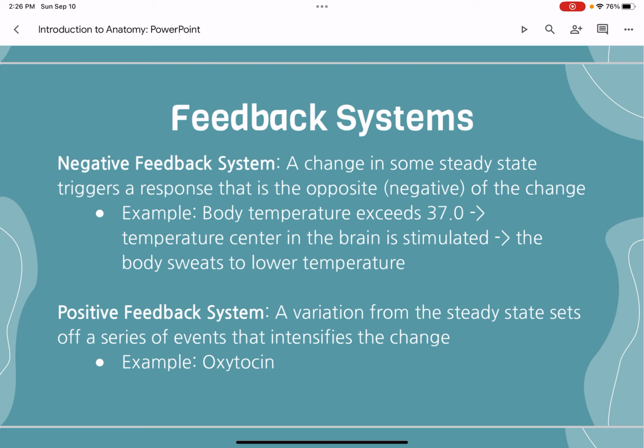Another example of a positive feedback system is hemorrhage. When you're hemorrhaging, you lose blood and your blood pressure decreases. Less blood circulates to the heart and cardiac output decreases, so the heart pumps less blood.